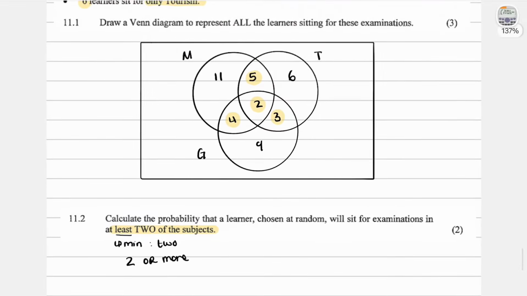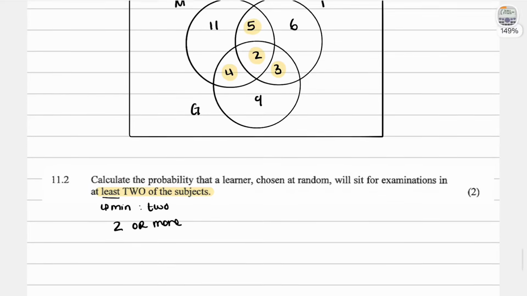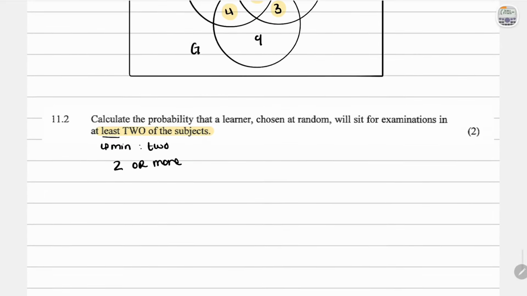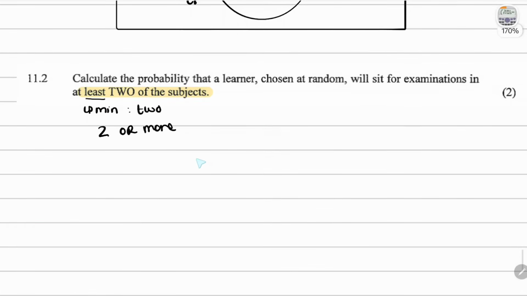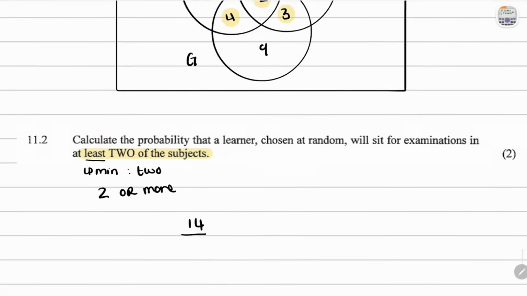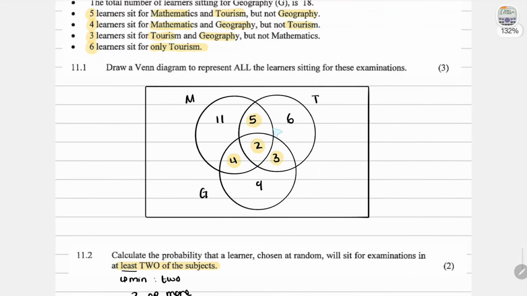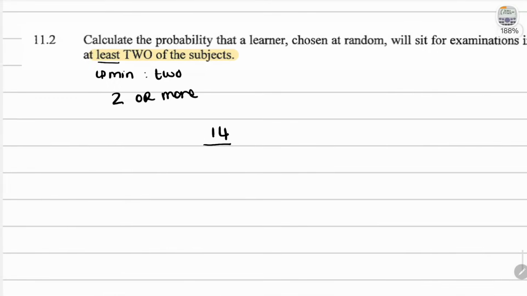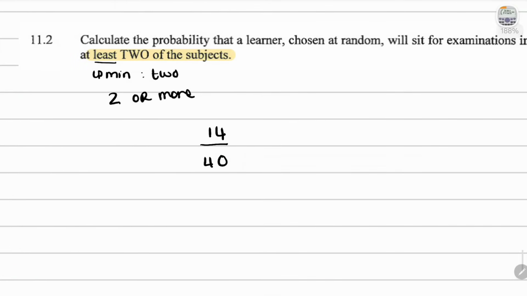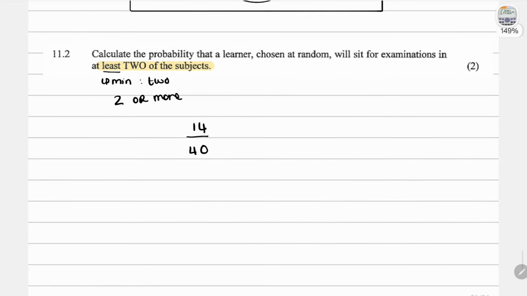Okay, so we're going to have to add up 5, 2, 4, and 3. If you add 5, 2, 4, and 3, it gives you 14. So we have 14 over the total number. If this is 14, that already gives you 20, and then this is 20 on its own. So it's 40 learners in total. So that's 14 over 40, which of course will simplify.